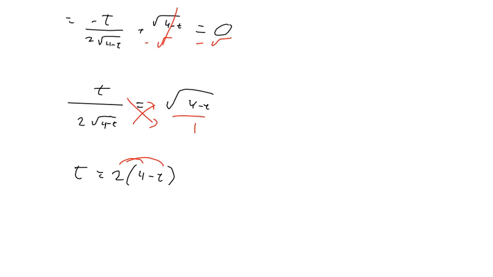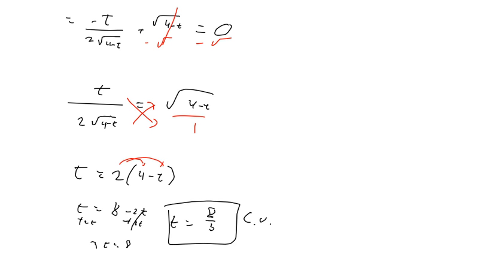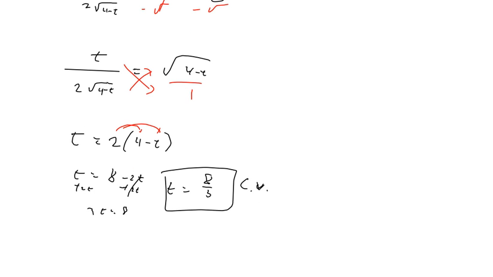So distribute the 2 inside, I've got t equals, now we have an easy problem, 8 minus 2t. Add the 2t on both sides. I'm going to have 3t equals 8, so t equals 8/3. That is one of my critical values, the place where the equation is going to equal 0, 8/3. So I solved this equation.